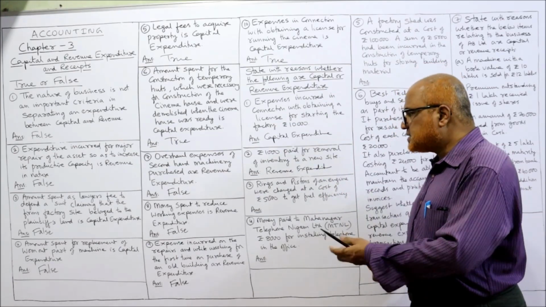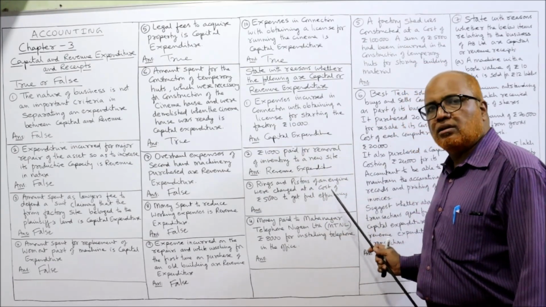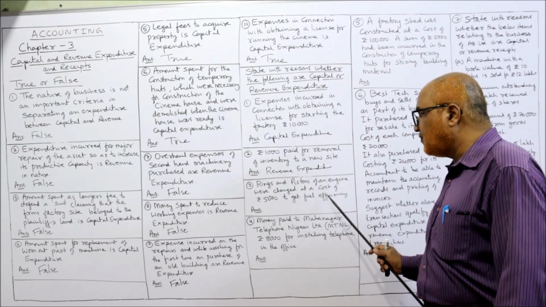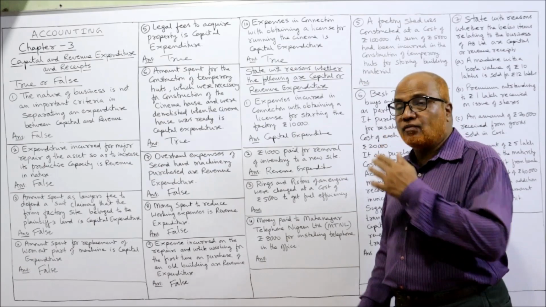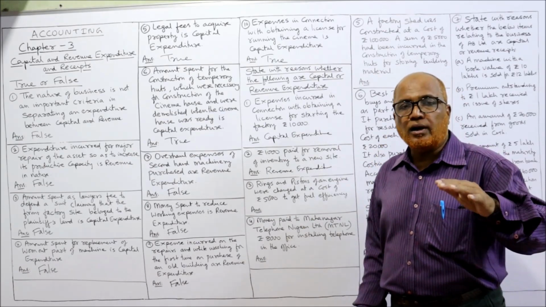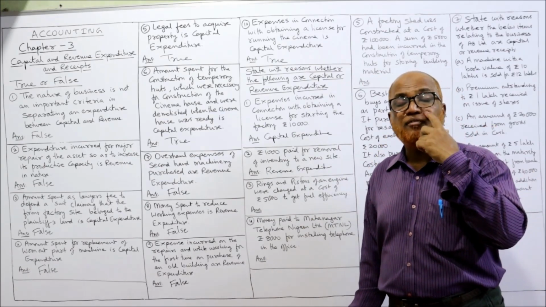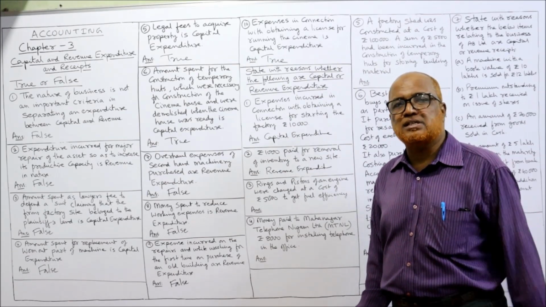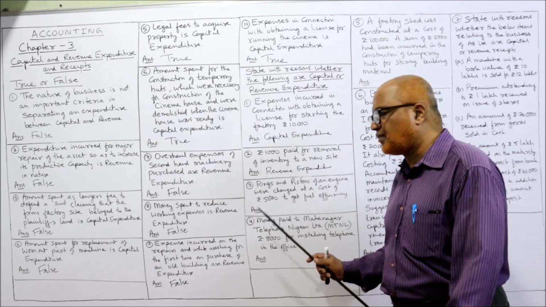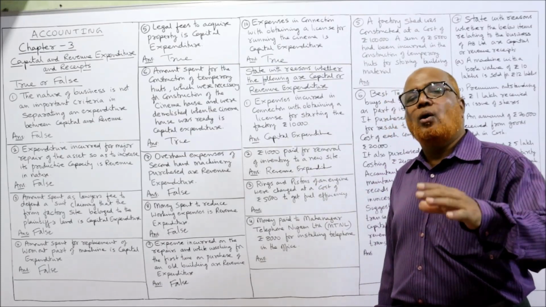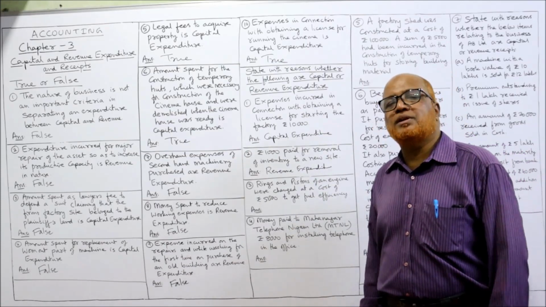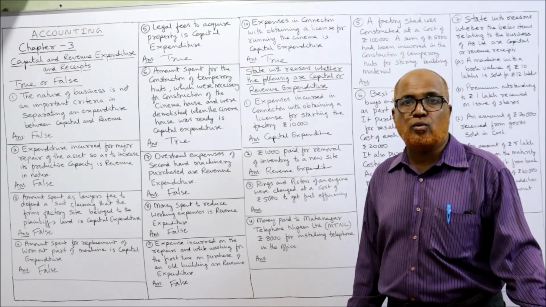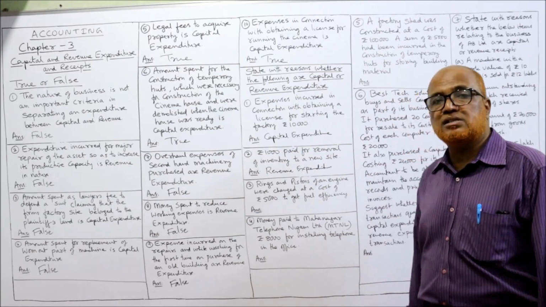Next, rings and pistons of an engine were changed at a cost of rupees 5,000 to get fuel efficiency. So we are having a machine. In order to increase the efficiency of the machine, fuel efficiency of the machine, some rings and pistons are changed by incurring a cost of 5,000. Now we have to see whether by incurring this 5,000 rupees, it will increase the earning capacity in future. Yes, of course, because fuel efficiency is there.